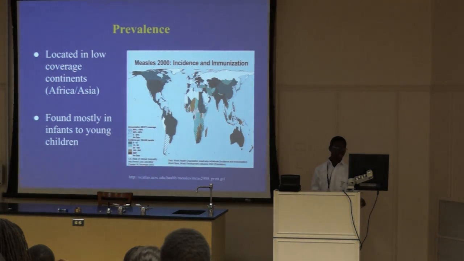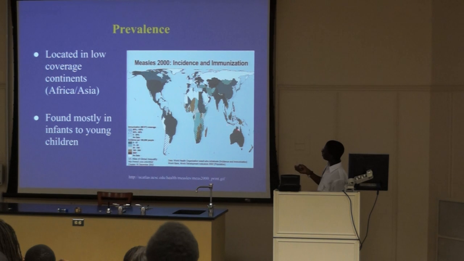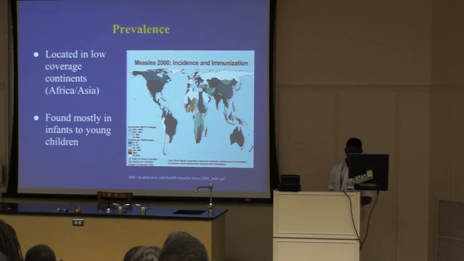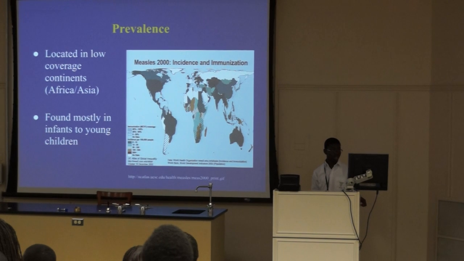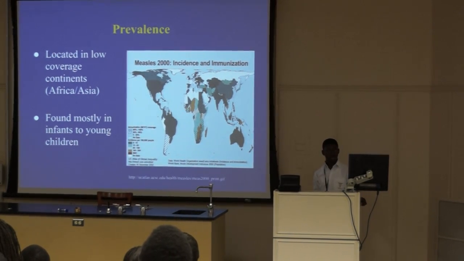Prevalence. It's located in low-coverage continents like Africa and Asia. There is actually a key right here. We see continents like here where it's largely prevalent, and Southeast Asia like right here. And it's found in minorities, like African-American children or Hispanics or Asians, and it's found in infants and young children, because as I described earlier, mothers pass it on to their children.